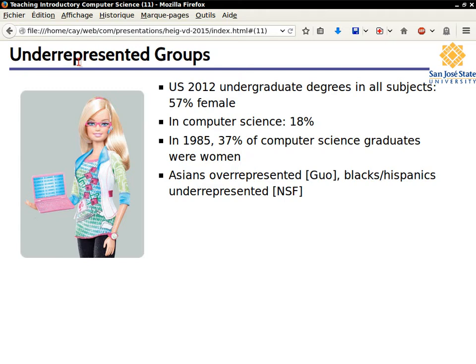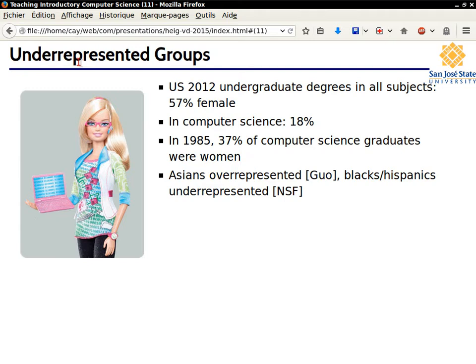In 1985, it was 37% of computer science graduates. Maybe given a bit of time it'll be 50-50, but right now it's very bad. Asians are completely overrepresented. Blacks and Hispanics have almost no representation. When I look at a typical lecture hall at San Jose State, I might have 150 students in front of me, and about 80% are Asian. And that's not uncommon.